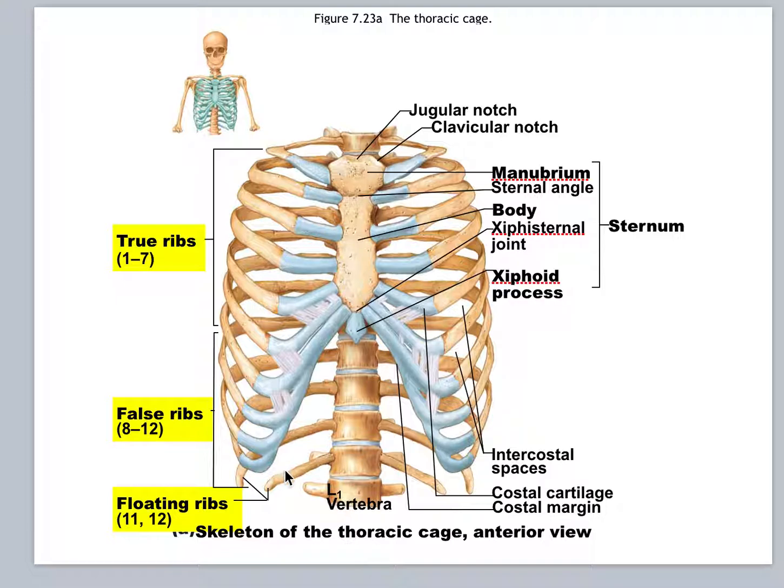And then the last 2 ribs, 11 and 12, are called floating ribs because they don't have any cartilaginous attachment to the sternum at all. And they're not literally floating. There's muscles and ligaments that hold those ribs in place, but they're not attached to the sternum. That's the thing to remember. They're not attached to the sternum, so that's why they're called floating ribs.